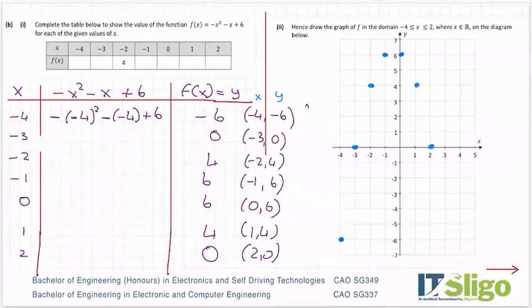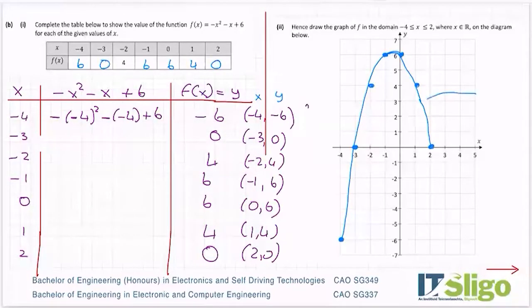Okay. So I forgot to fill in the values here. So where am I? -4, sorry, I'm filling in my y values. So -6, 0, 4, 6, 6, 4, 0. Okay, and then we draw this as smooth as you can. You join the points together. Okay, and that is the graph f of x.